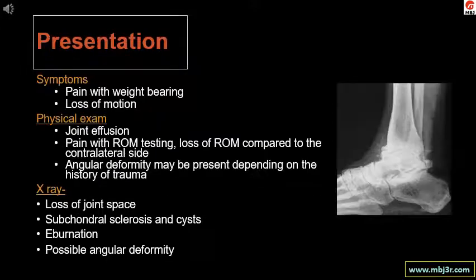Presentation. Patients will present with pain with weight bearing, loss of motion, and in later stage they will have limp and difficulty in walking. On physical examination, there is joint effusion, pain with range of movement testing, loss of range of movements, and sometimes we will find deformity. X-ray will show loss of joint space, subchondral sclerosis, and possible angular deformity.